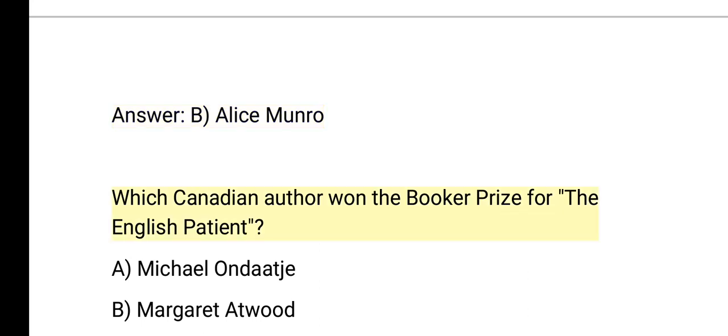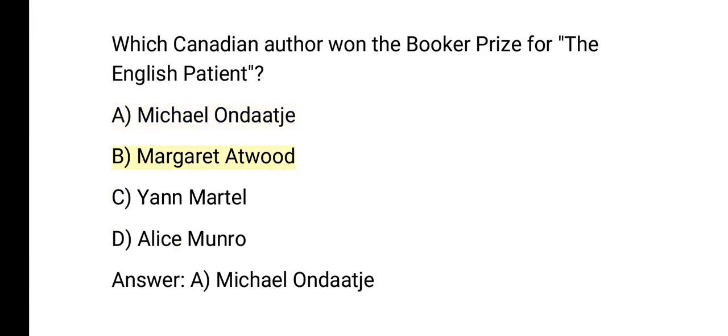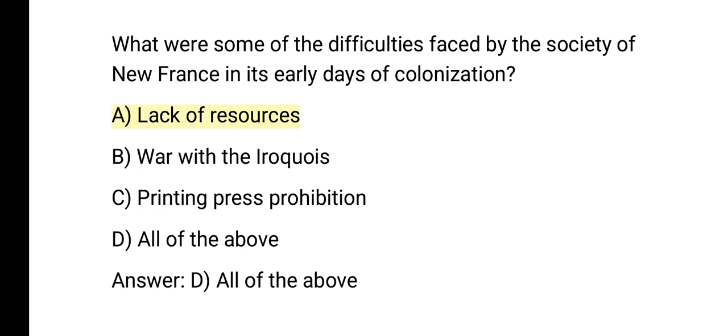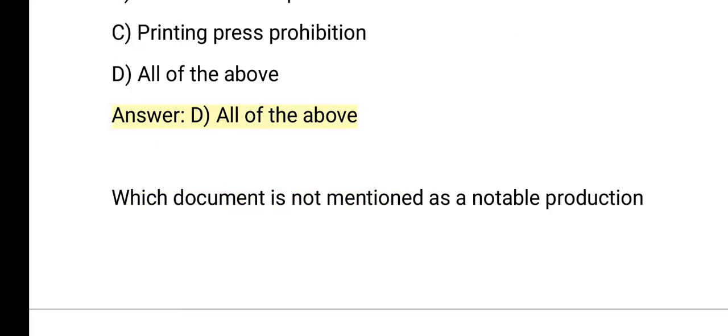Which Canadian author won the Booker Prize for The English Patient? A. Michael Ondaatje. B. Margaret Atwood. C. Jan Martel. D. Alice Munro. Answer. A. Michael Ondaatje. What were some of the difficulties faced by the Society of New France in its early days of colonization? A. Lack of resources. B. War with the Iroquois. C. Printing press prohibition. D. All of the above. Answer. D. All of the above.